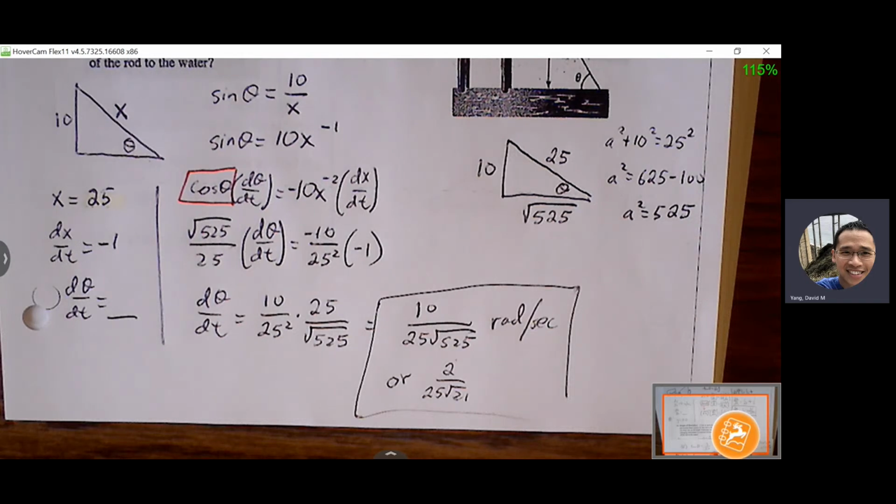Okay, so tomorrow is our final new topic. We'll do inverse trig derivatives. And then we'll have all of next week to review for our test.